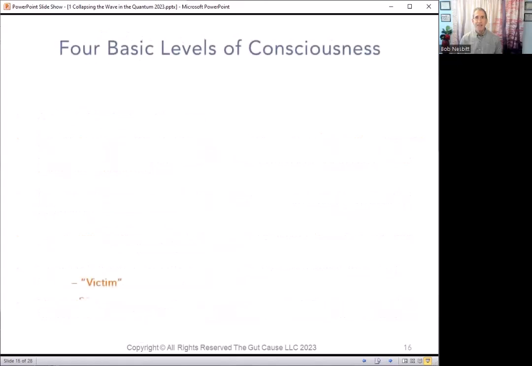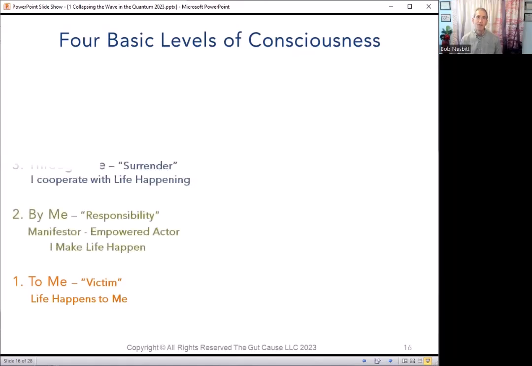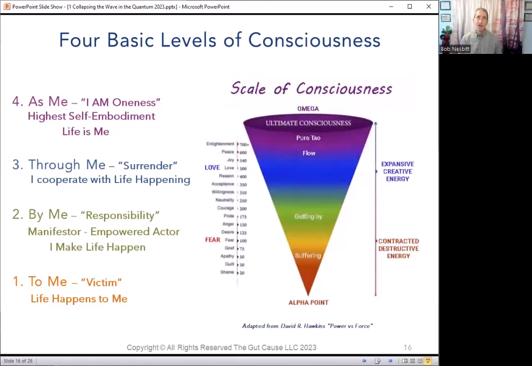For simplicity's sake, on the left here, I propose these 4 basic levels of consciousness, starting from the bottom. First is to me, victim mode, followed by by me, responsibility, then through me, surrender, and finally, as me, I am oneness. And we have this sliding scale of consciousness, ranging from 20 to 1,000 on the right, destructive to creative, fear at the bottom, and love up top. Now that we know this, we can start looking at levels of consciousness much differently.